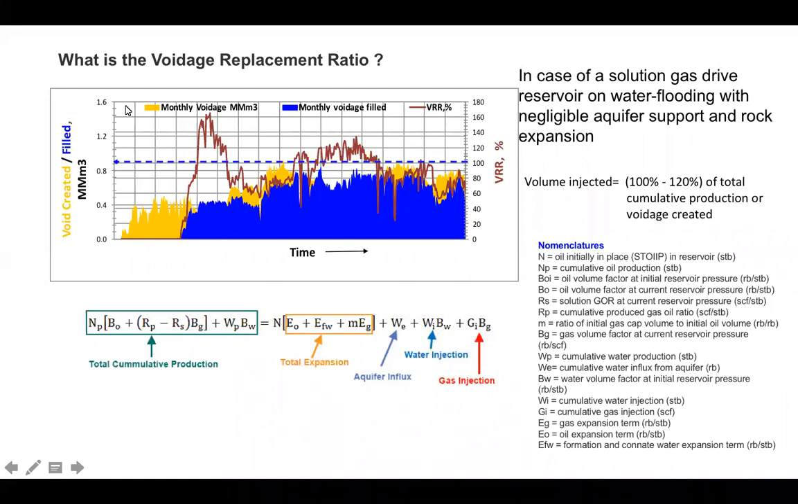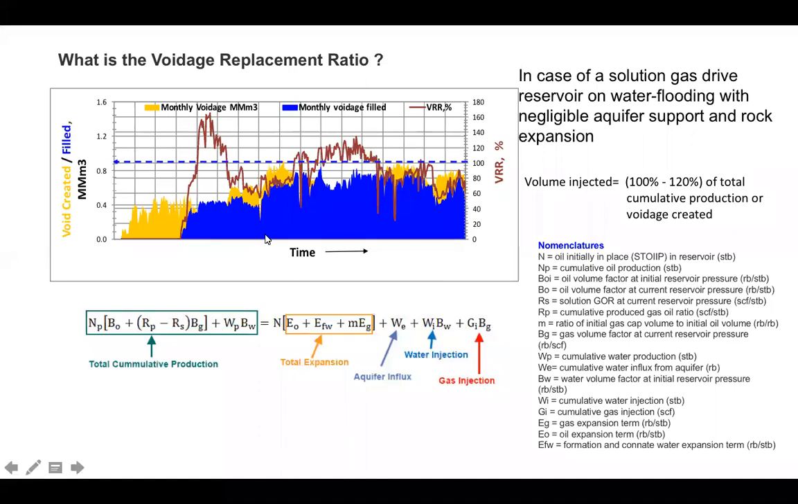Then what happens? This is a plot where the yellow portion is the voidage created. By voidage created, I mean the oil that is being extracted, the gas that is being produced, the water that is being produced. Now, if you have only water injection to compensate it, you have to inject water of that amount, which will cover the yellow part, or else the amount that you're extracting from the field, that much amount or more than that should be put into the reservoir.